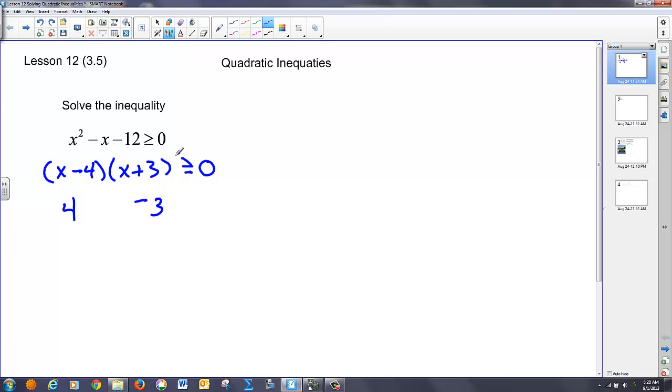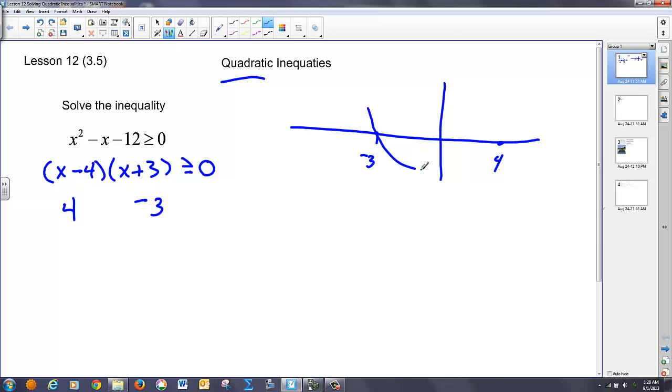But in this case, we want to know when the value of this function is greater than or equal to 0. So this brings this whole idea of a quadratic into play. Now, what we found really is we found intercepts. So I have intercepts of 4 and negative 3. And in this particular quadratic, it's a parabola that goes up.